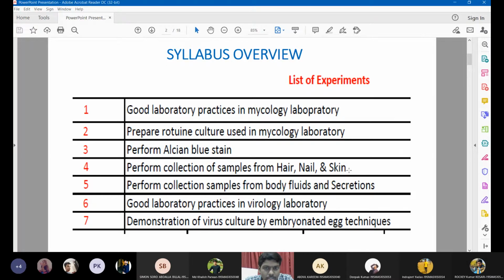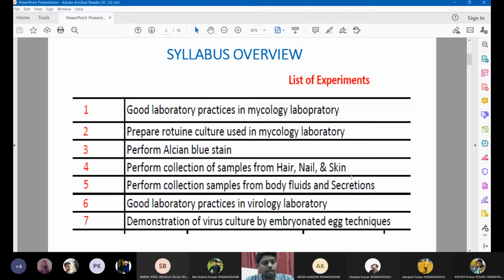So here we need to collect samples of hair, nail, and skin. What is the procedure, what are the protocols that we need to follow to collect these samples, that we will discuss. The primary purpose of collecting these samples is for analyzing fungal infections. We have these dermatophytic infections, especially that cause hair, nail, and skin infections. In order to identify whether it is an Epidermophyton infection or a Trichophyton infection or a Microsporum infection, we need to collect these samples, right?